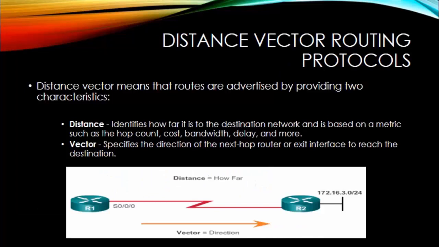Distance vector routing protocols. Distance vector means that routes are advertised by providing two characteristics, distance and vector. Distance identifies how far it is to the destination network and is based on a metric such as the hop count, cost, bandwidth, delay, and more. Vector specifies the direction of the next hop router or exit interface to reach the destination.